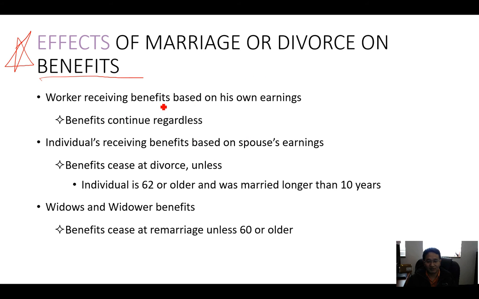So workers receiving benefits based on their own earnings, it doesn't matter, right, if you divorce or anything. For an individual receiving benefits based on a spouse's earnings, let's say your wife divorced you, right? And then the benefit will cease, okay? She will not receive any benefits unless, okay, she's 62 years old and was married longer than 10 years. That makes sense? It's the same. Like if you have a wife who is making a lot of money and then you get divorced, your benefits will cease. However, if you meet those 2 criteria, you can still receive the benefits.